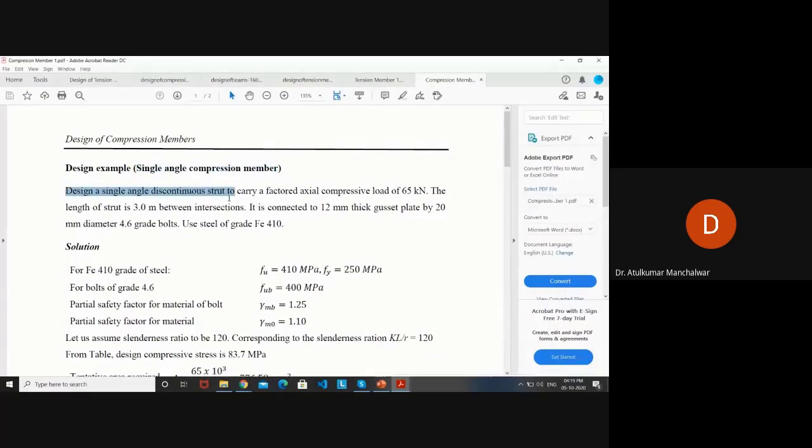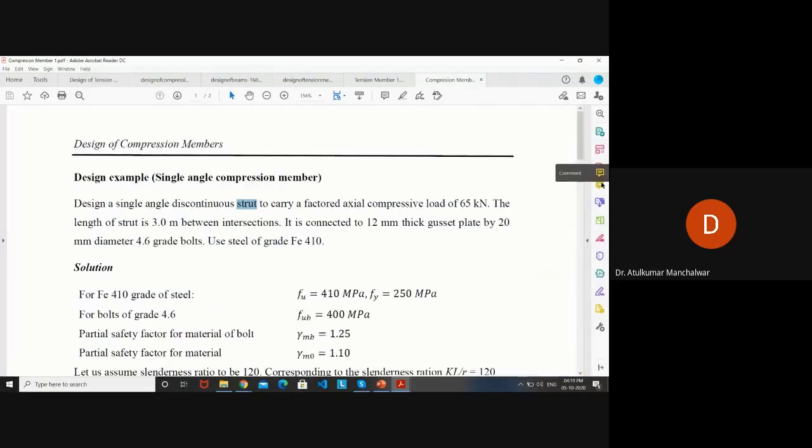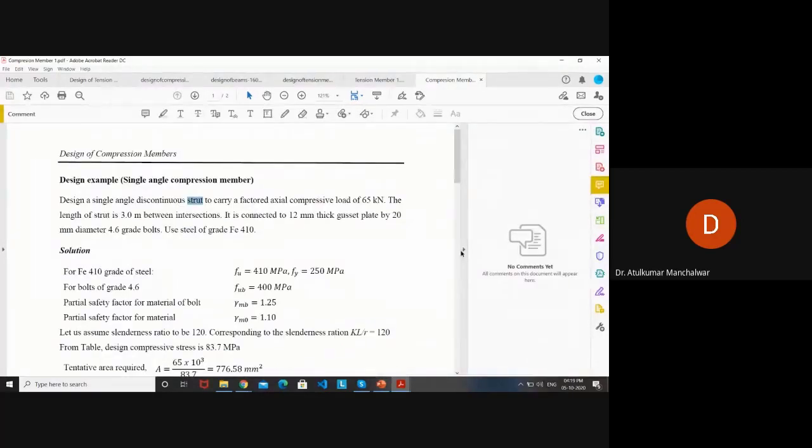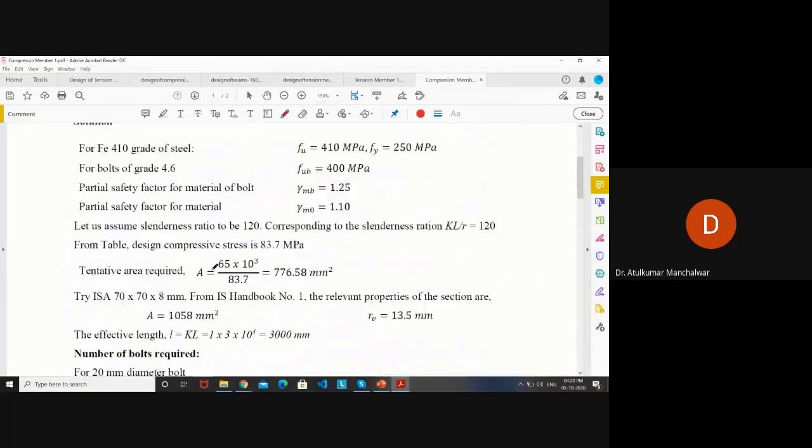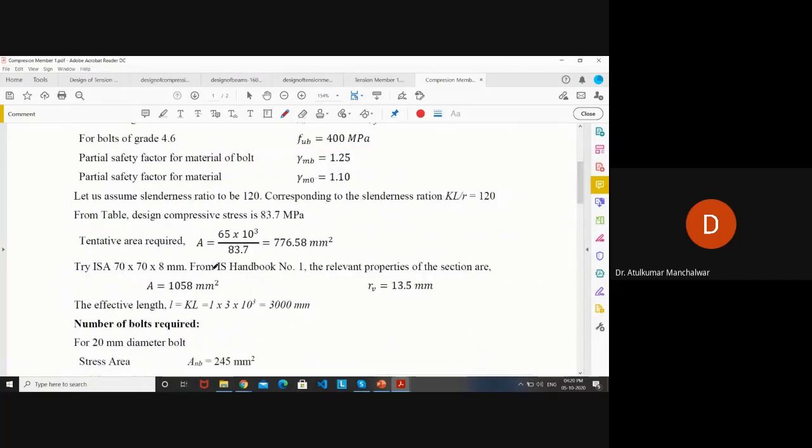Design a single angle discontinuous strut. Strut is another name for a compression member. Compression member is also known as strut member, so anytime the word strut is coming, it is a compression member. The factored axial compression load is 65 kilonewton, the gusset plate thickness is 12 mm, and a 20 mm diameter bolt is also given. So initially, we have calculated the tentative area.